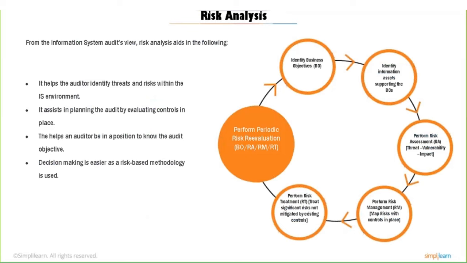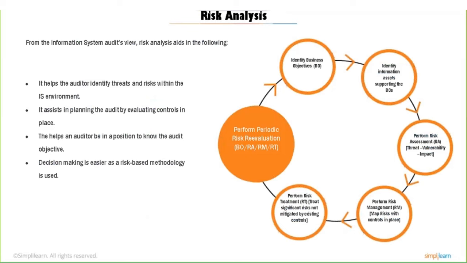That is threat, vulnerability, and impact. Once you have performed the risk assessment, then you need to perform the risk management. In a risk assessment, you find out all the vulnerabilities. Suppose you find one vulnerability in which a person can easily access, the access controls are not very secure. So that is one of the vulnerabilities.